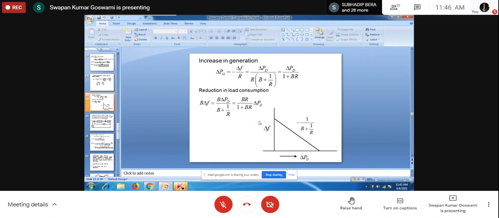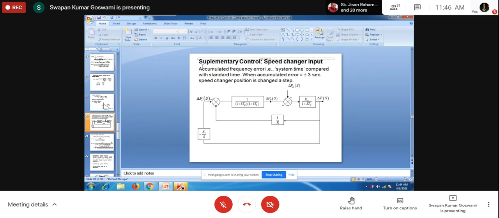You cannot control your system frequency with the variation in demand. System frequency will be varying. It is bound to vary because the governor alone cannot bring the frequency back to normal value. What do we have to do to bring the frequency back to normal value? Some input has to be given, and that input has to be given to the speed changer.